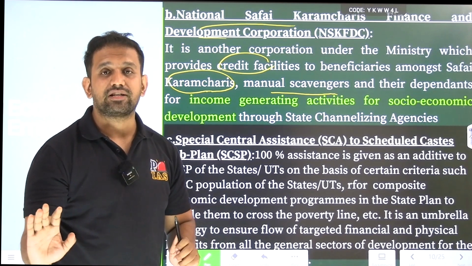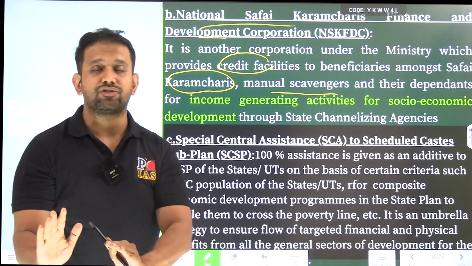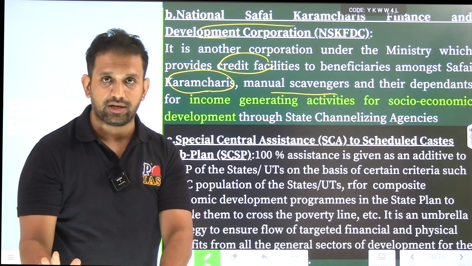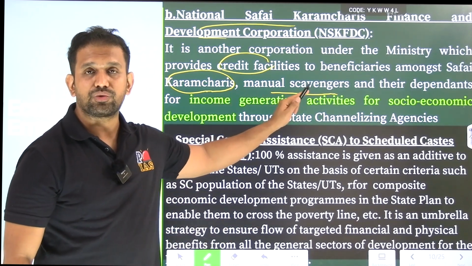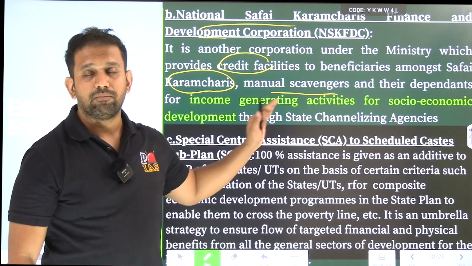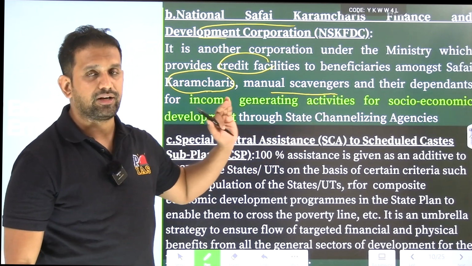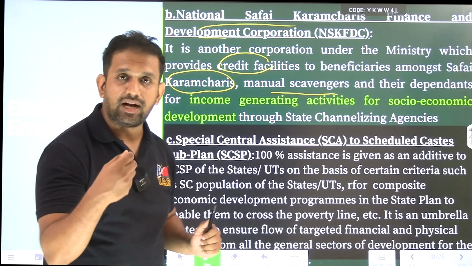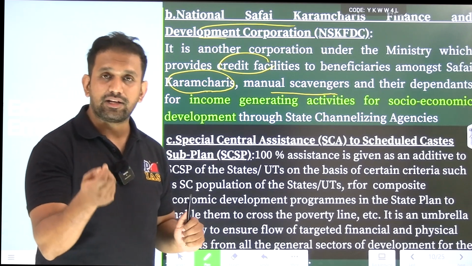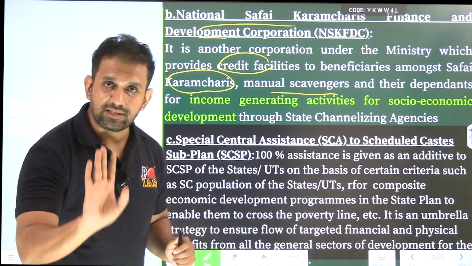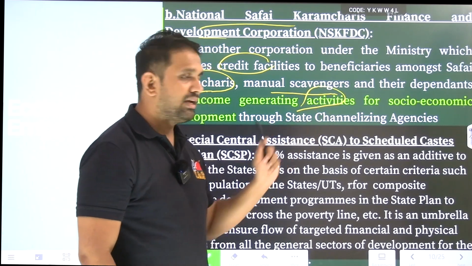So for Safai Karmacharis, a separate financial development corporation has been created. They will look after giving loans to these Safai Karmacharis, manual scavengers and their dependents, so that they can also start something like a jalebi shop, a sweet shop, a flour mill. They can start something and they can generate their income.